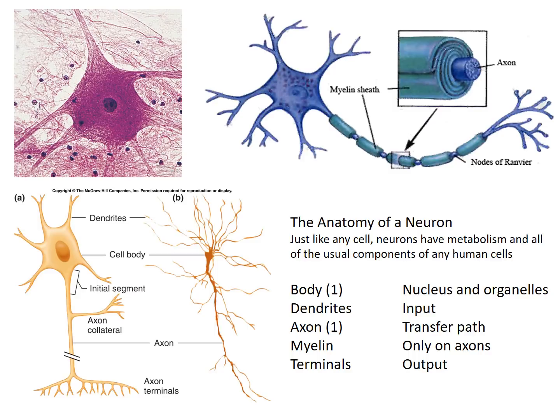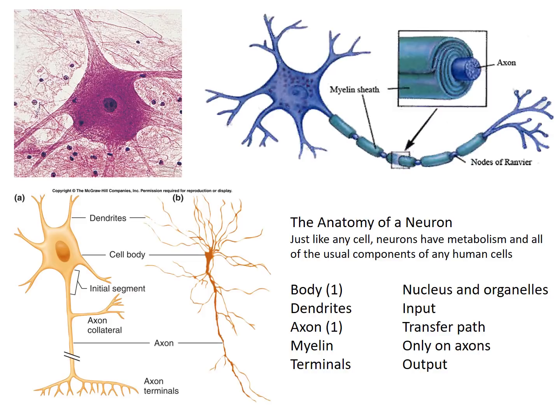Here's some diagrams of neurons. Neurons, like any type of cell, are capable of metabolism. They have all the usual components of any other cell, including things like mitochondria, nucleus, chromosomes, DNA, enzymes, cell membranes. But their shape is a little bit different.